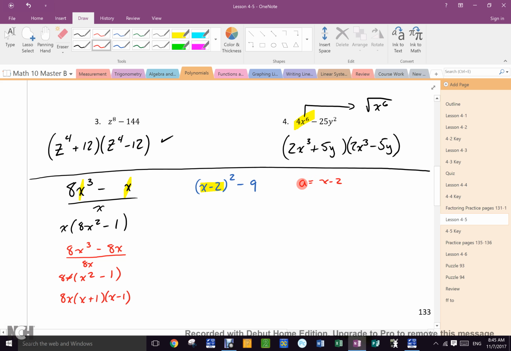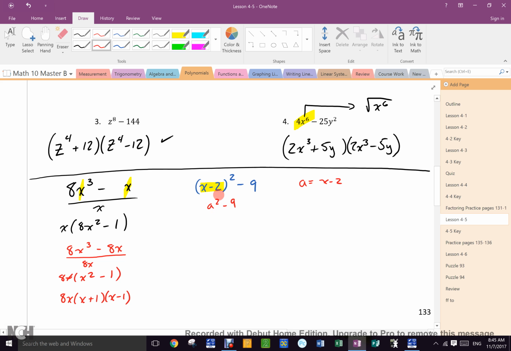What does this mean? That means everywhere I see x minus 2, what can I write? A. So this becomes a squared minus 9. Does everybody see? Does this look exactly like this? So how would I factor that?